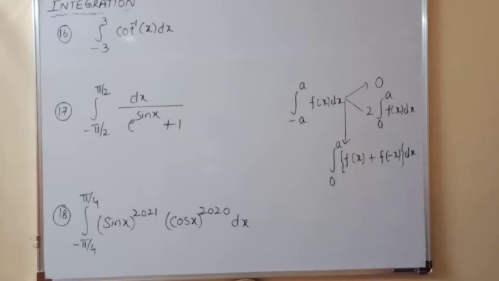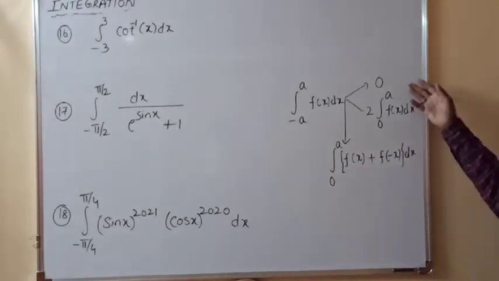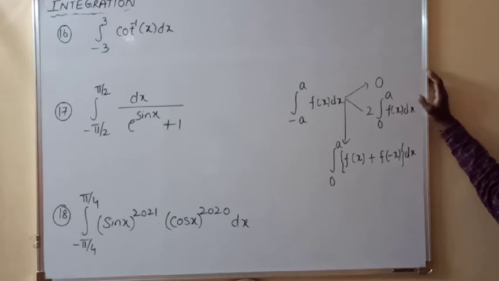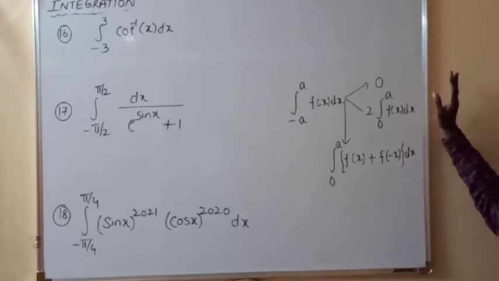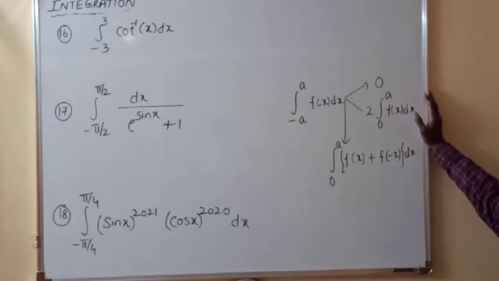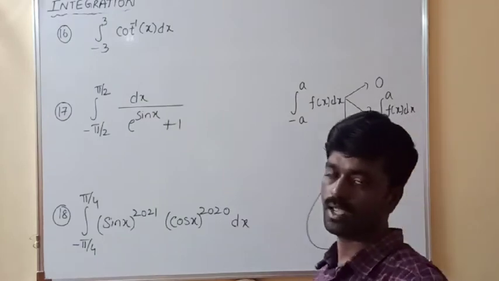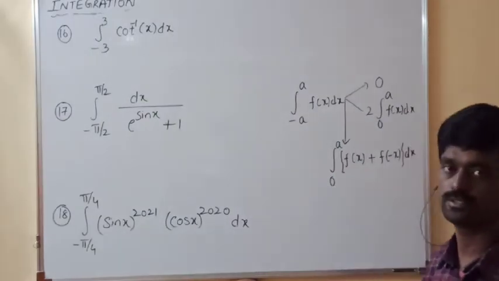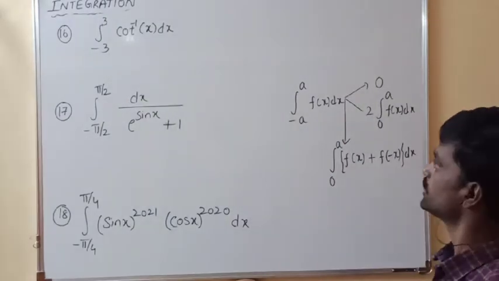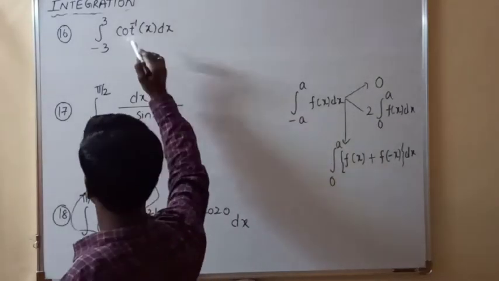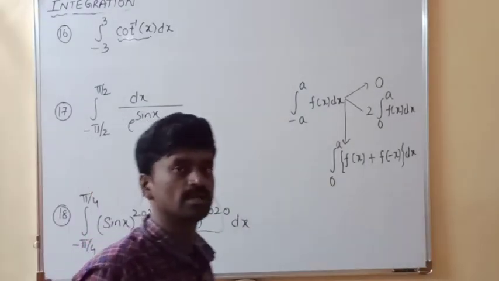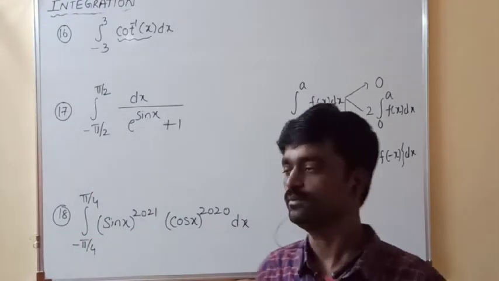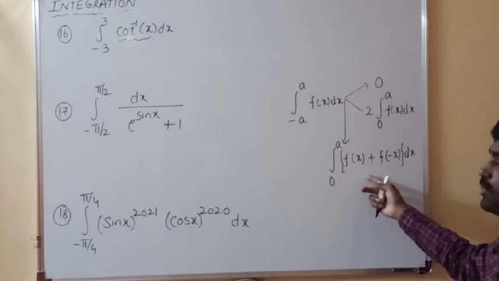Okay? If f of x is an odd function, the answer is 0. If f of x is an even function, then it is 2 times the integral from 0 to a of f of x into dx. If f of x is neither even nor odd, better write the integral from minus a to a of f of x into dx as the integral from 0 to a of f of x plus f of minus x into dx. Okay? So if you observe the first problem, cot inverse x, here instead of f of x, what do we have? Cot inverse x. It is neither even nor odd. So better you go through the third option.